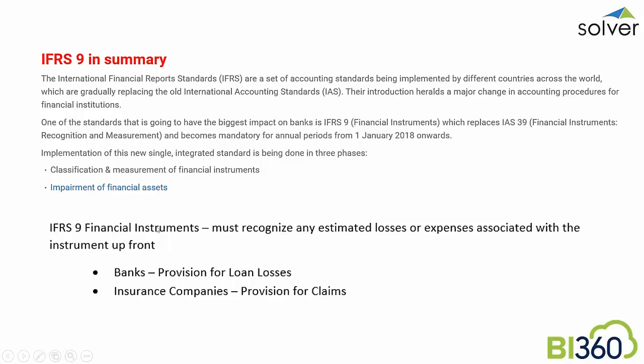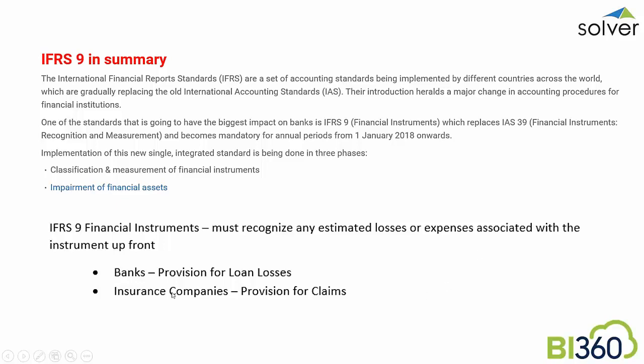Essentially, IFRS 9 says you've got to recognize any estimated losses or expenses associated with an instrument right up front. So at banks, that's the most common. It's been out there for years and years. I lend out $100, and I'm going to set up a provision for loan losses of 2%, 3%. There's a 3% chance that this loan's going to go bad. So as soon as I lend out that $100, I set a provision for losses of 3%.